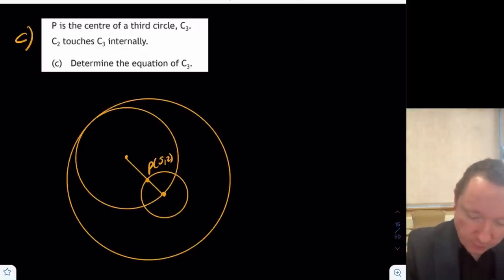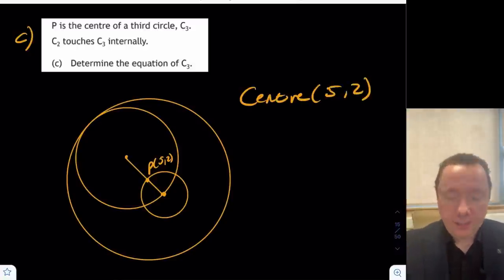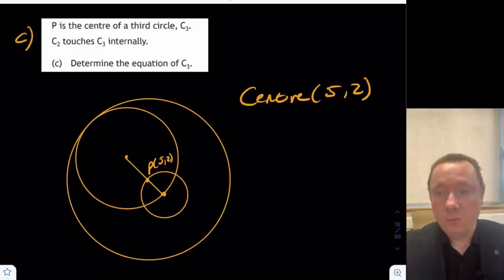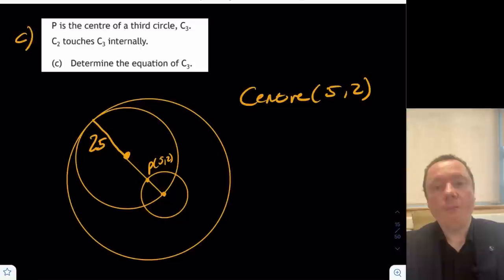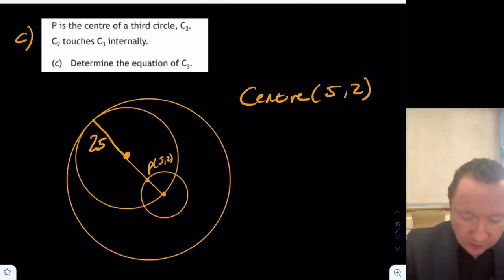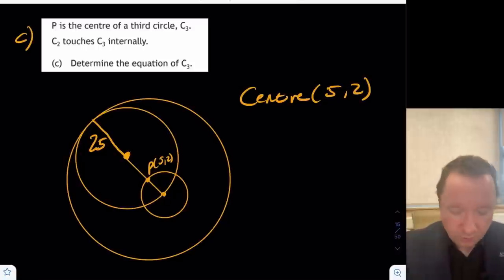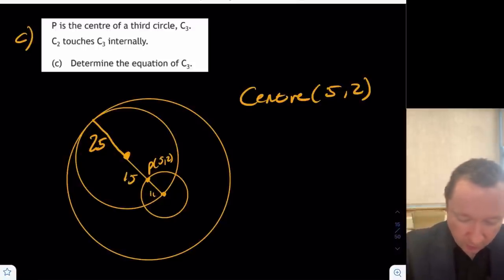So our centre, we already know, is 5, 2. And we need to work out our radius. But we already know some information from what we've already worked out previously. We know that the radius of this big circle here is 25. And we know that the distance between here and here was 15, because it was 10 over here as well. 10 and 15 make 25. So if we know that this is 25, and from here to here is 15, then the radius of our new circle is 25 plus 15, which is equal to 40.